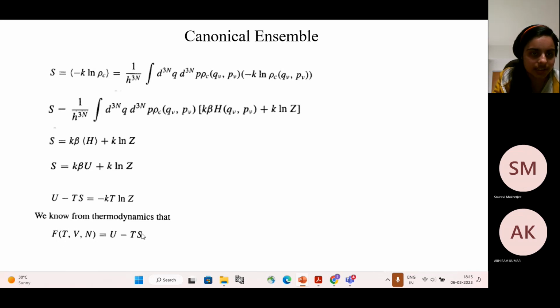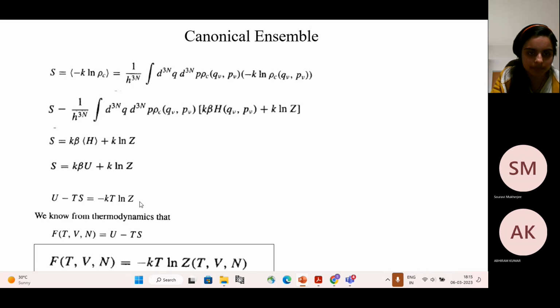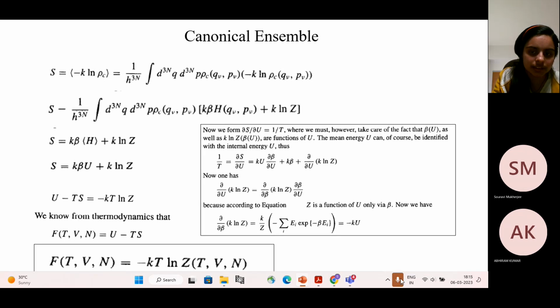So that in a way tells us how one can get the Helmholtz free energy in terms of the canonical partition function. And we'll see how this is very relevant in order to find the different thermodynamic variables. What's again interesting is that if you look at this expression, we already know that 1 by T is equal to del S del U. This comes from thermodynamics.